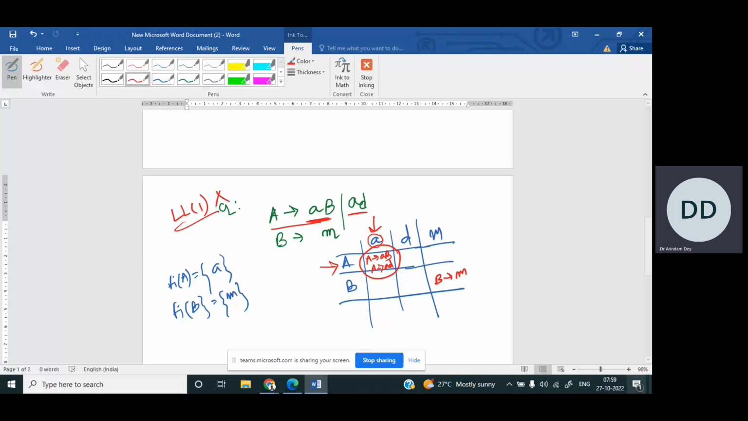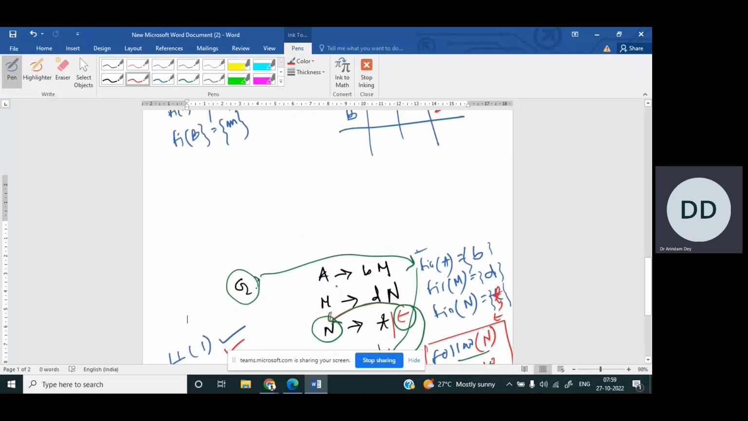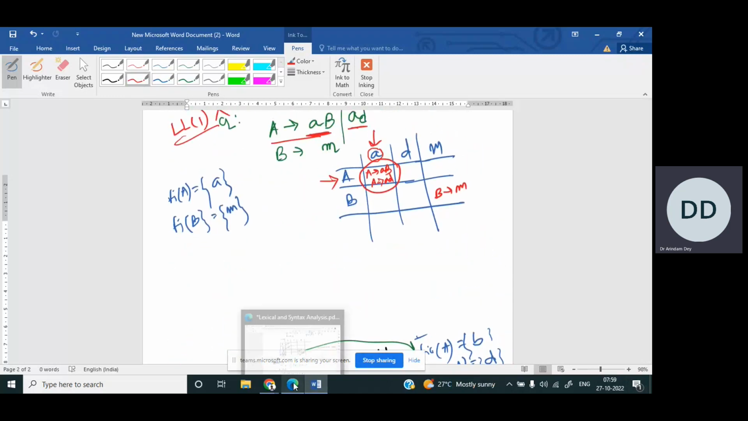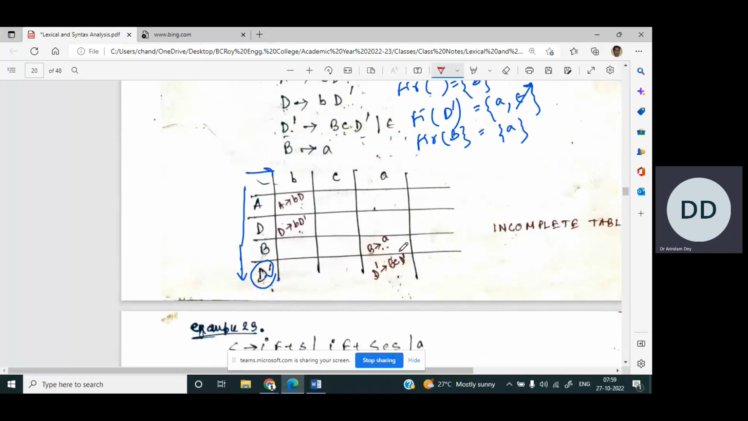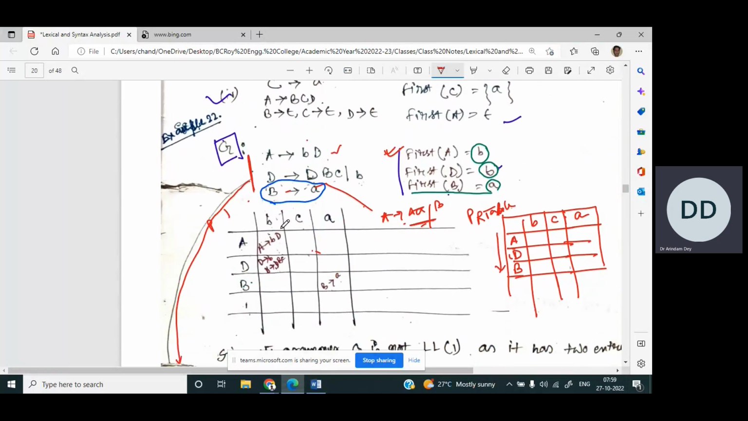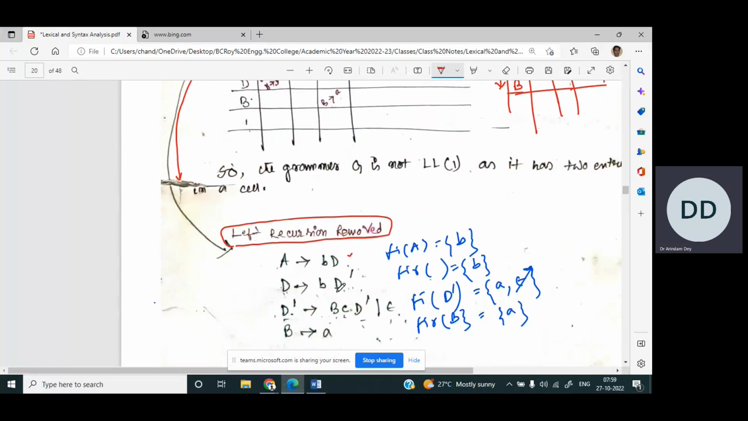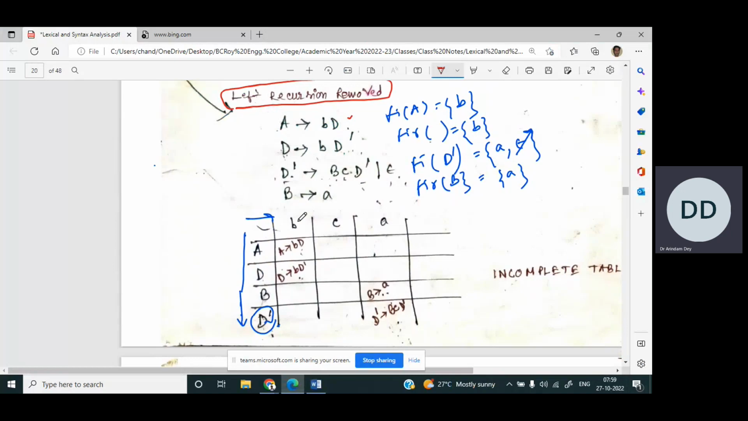I hope 3-4 examples I have already given over here. This example, this example and the previous two examples, the idea should be clear. Now, the left recursion issue, actually our intention was to discuss the left recursion issue, correct? That is why the grammar has to be left recursion free. Now we check that once the left recursion is removed, the grammar is fine, but the table is incomplete.